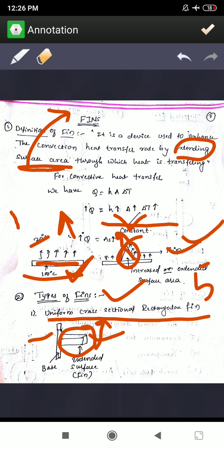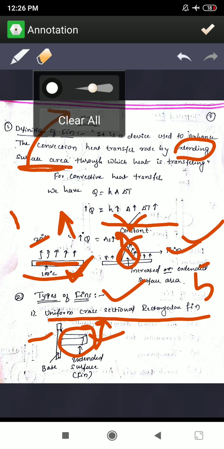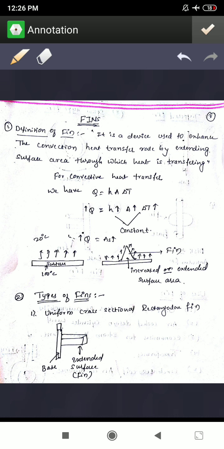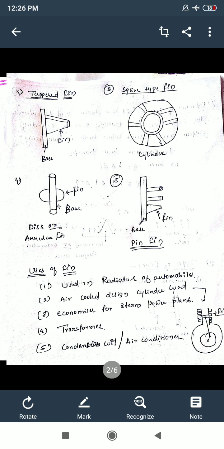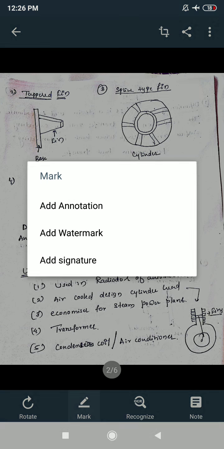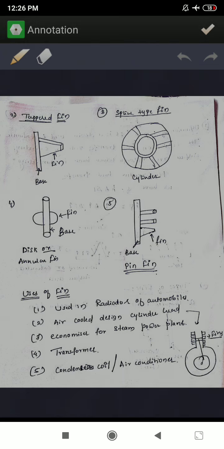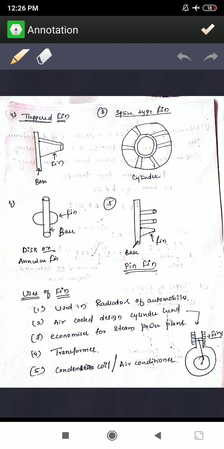Next, the second type is the tapered fin. As the name indicates, the extended surface from the base plate is in the form of a tapered shape. That's why it is called a tapered fin.